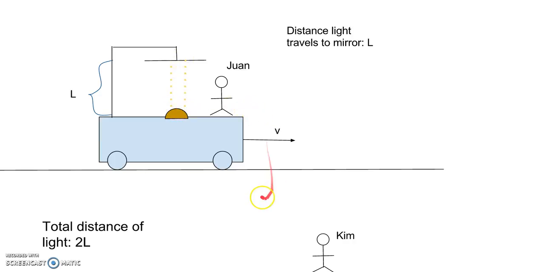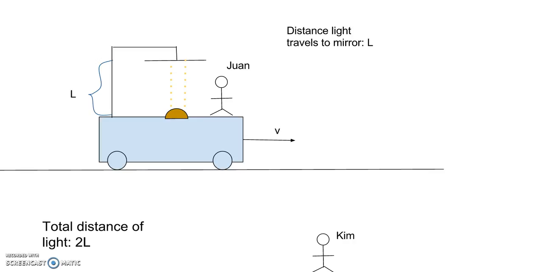Now, let's add an observer standing on the ground observing the cart, named Kim. Juan and Kim have previously synchronized their clocks. Now, the cart is going to move to the right x meters at this velocity, and both of them time how long it takes to do so. Juan's clock reads 5 seconds, but Kim's reads 6.